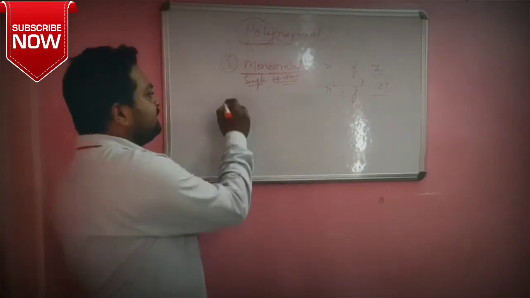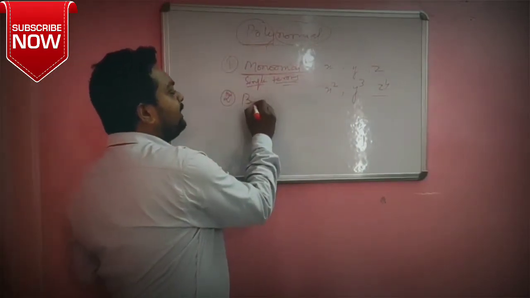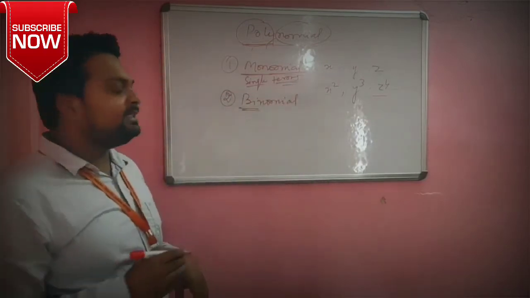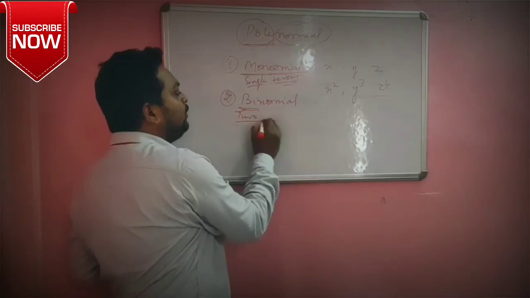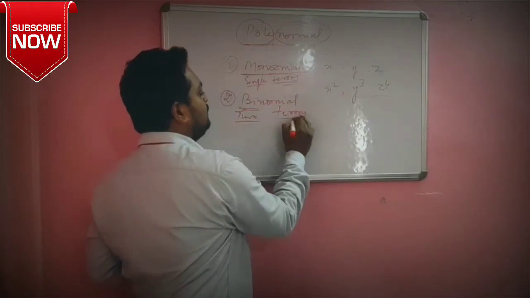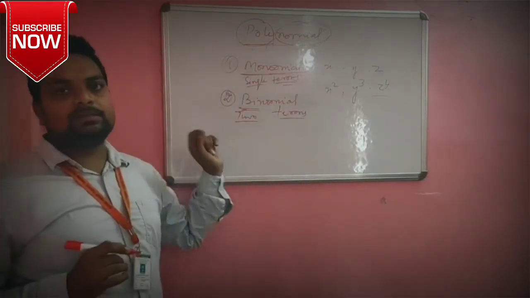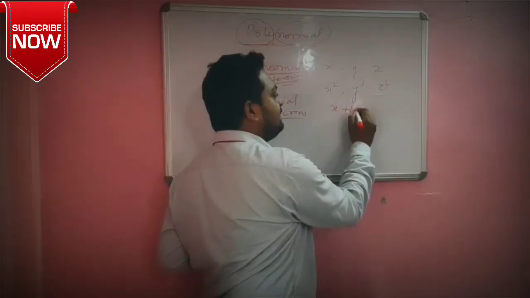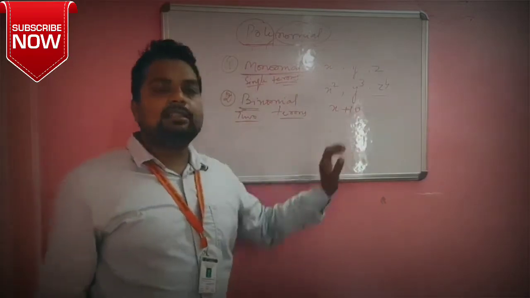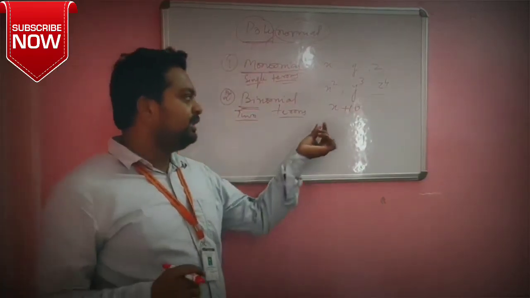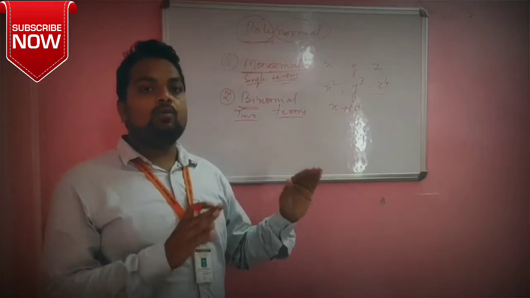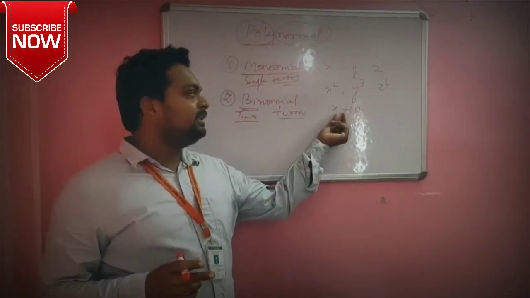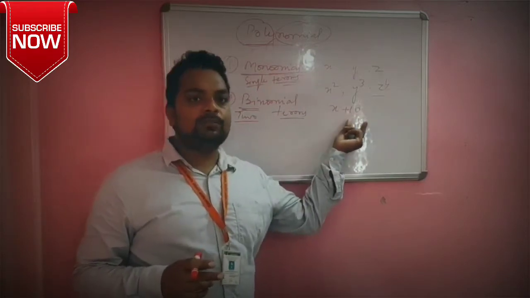Now the second division is binomial. Bi means two, and nomial means term. So the algebraic expression that consists of two terms, like if it is written as x plus 10, then x and 10 are two different terms. One more thing I would like to tell you here, that is how we identify an individual term. If it is written x and 10, these are two different terms.